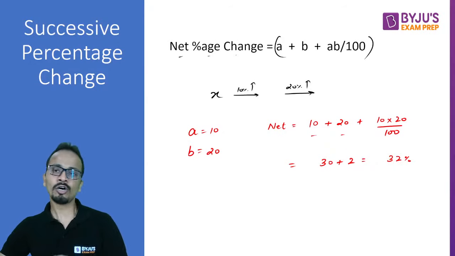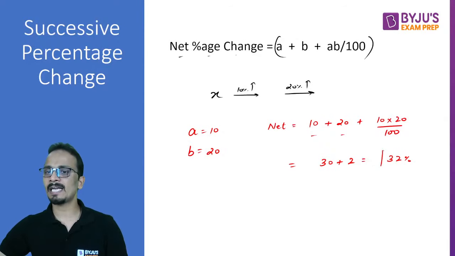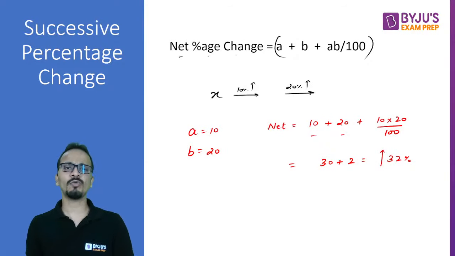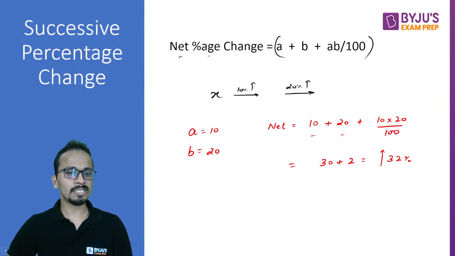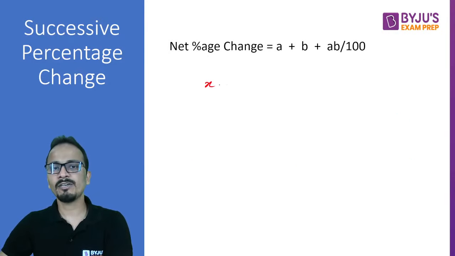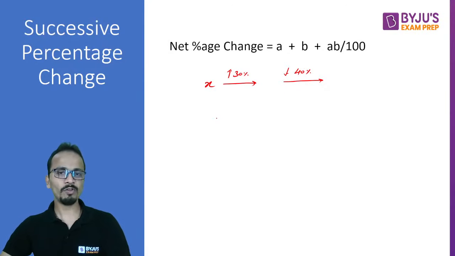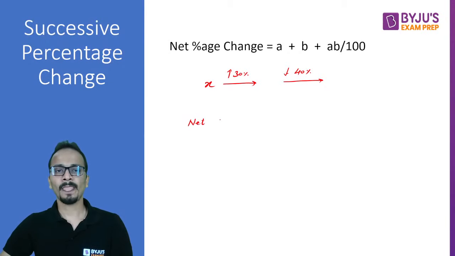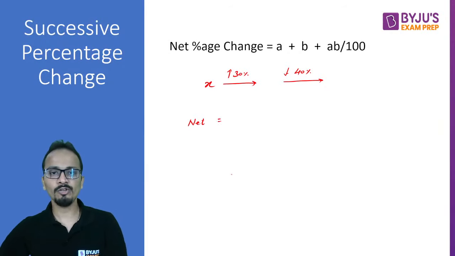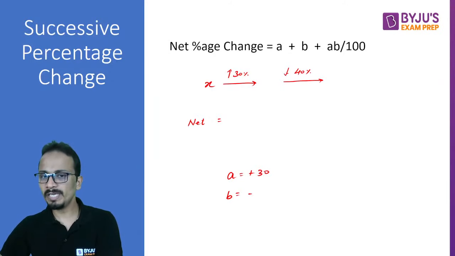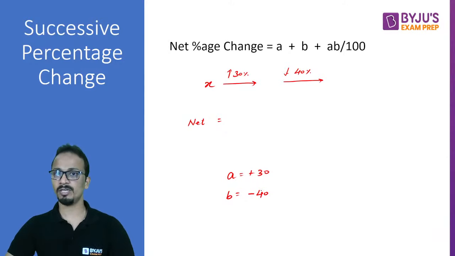Now if the sign of the final value is positive, then I can say that it is an increase, otherwise it will be a decrease. All right, I'll quickly take one more example. Let's say x first of all increased by 30% and then it decreased by 40%. So what will be the net percentage change? Now here the value of A will be equal to plus 30 and the value of B will be equal to minus 40. Careful, it's a 40% decrease, so the value of B will be minus 40.